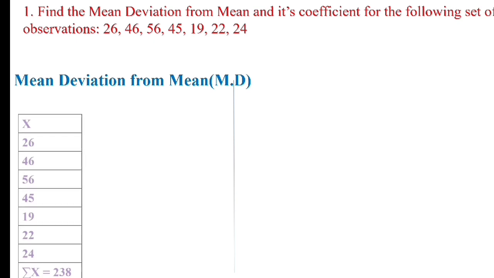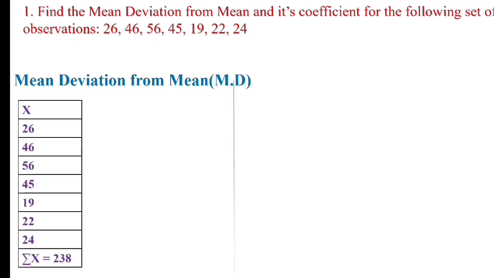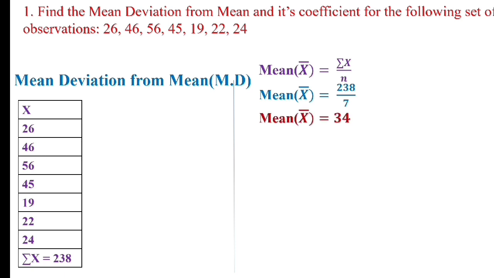So we know that the individual series of observation is given. We know the formula, summation x divided by n. Sum of all the values: 26, 46, 56, 45, 19, 22, 24. So total is 238. Number of values is 7. 238 divided by 7, we will get 34. So mean value is 34.